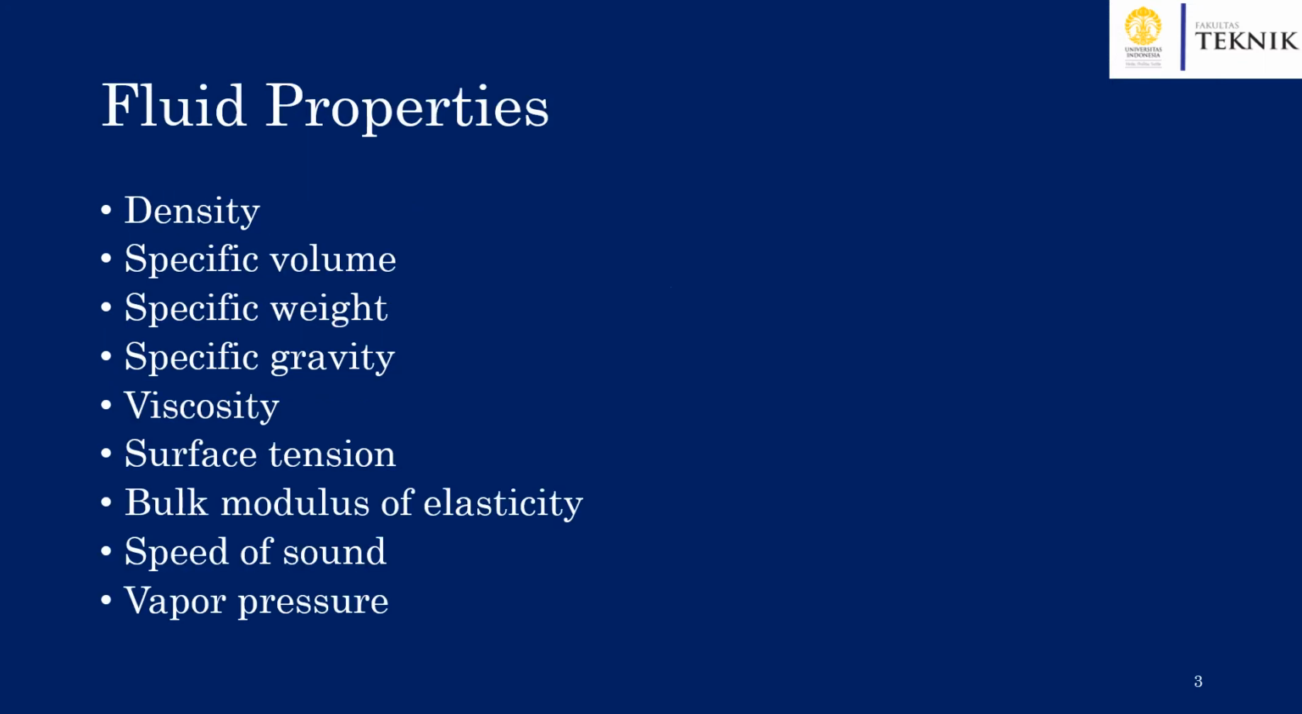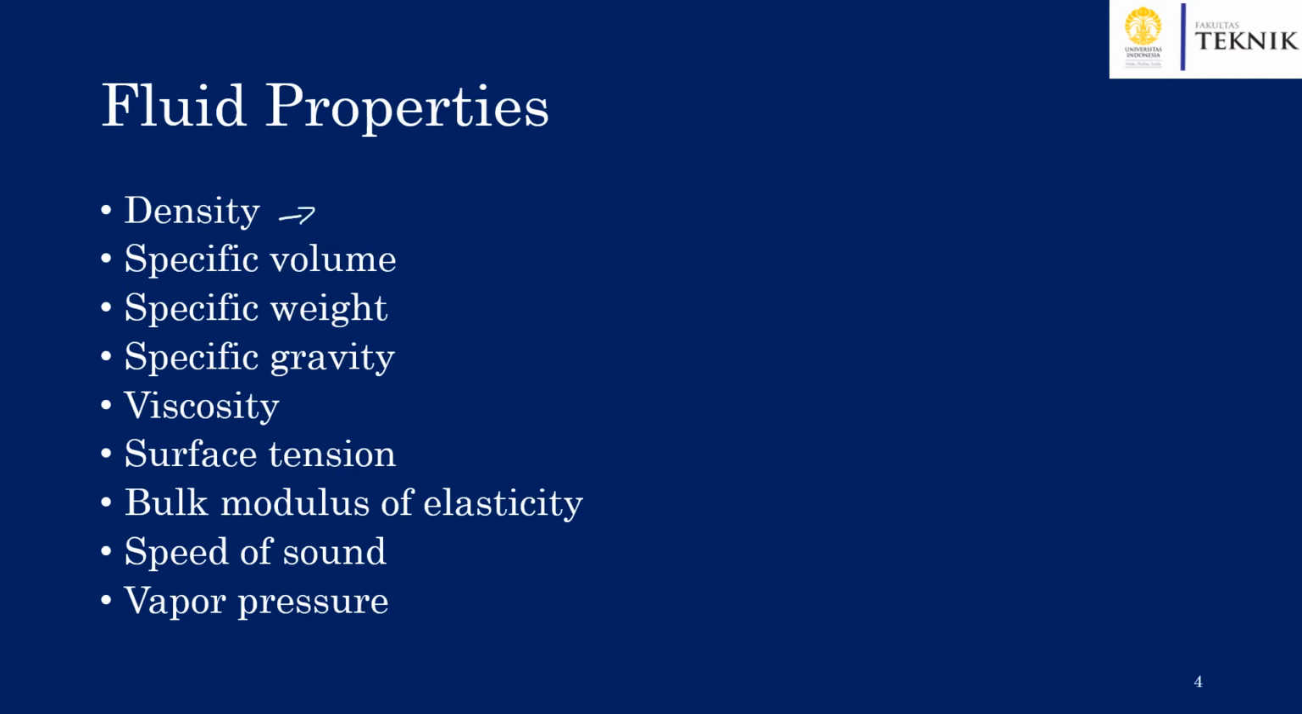Properties are a set of quantities that differ from one fluid to another. To quantify and differentiate one fluid from another, there are at least 9 properties of fluid that we need to understand. They are density, specific volume, specific weight, specific gravity, viscosity, surface tension, bulk modulus of elasticity, speed of sound, and vapor pressure.